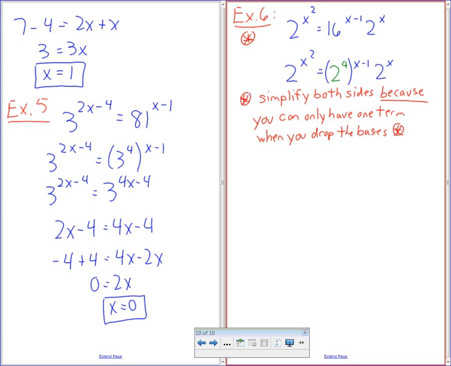Can somebody please tell me here? How does the 2 to the 4 to the x minus 1, what does that turn into? 2 to the 4x minus 4. Good. Okay, so this is going to be 2 to the x squared equals 2 to the 4x minus 4 times 2 to the x.